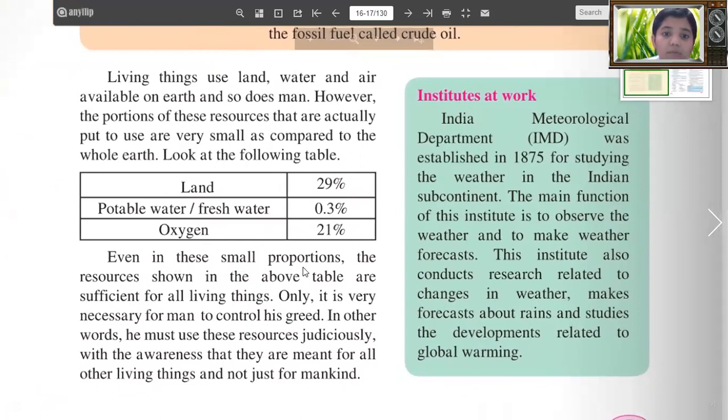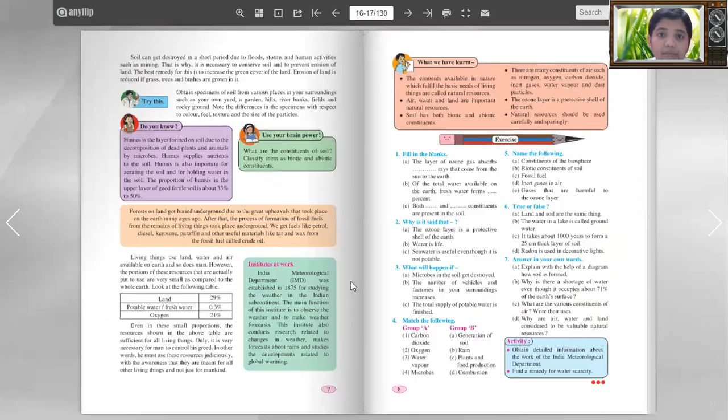Even in this small proportion, the resources shown in the above table are sufficient for all living things. Only it is very necessary for man to control his greed. In other words, he must use resources judiciously with the awareness that they are meant for all other living things and not just for mankind.